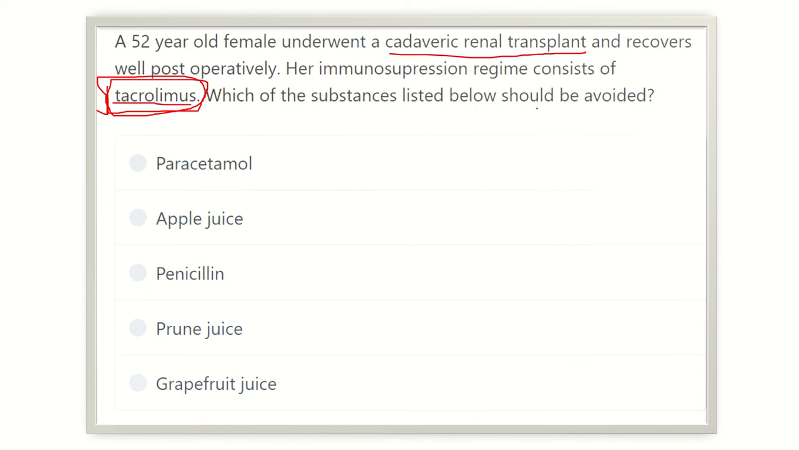So which of the following substances should be avoided in these patients? Here are the options: paracetamol, apple juice, penicillin, orange juice and grapefruit juice. Which has to be avoided, or which has an interaction with tacrolimus? We have to find out the one option which should not be used with tacrolimus, because any toxicity of tacrolimus can damage the graft that this patient received, which is the kidney.